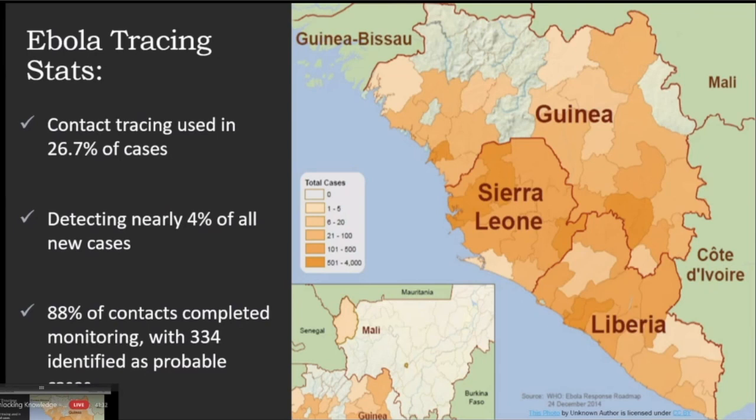Here we have some Ebola tracing statistics for Liberia 2014. As you can see, contact tracing was used in nearly a third of all cases, with 4% of them being new cases. 88% of contacts completed their monitoring correspondence, with 334 being identified as probable cases.